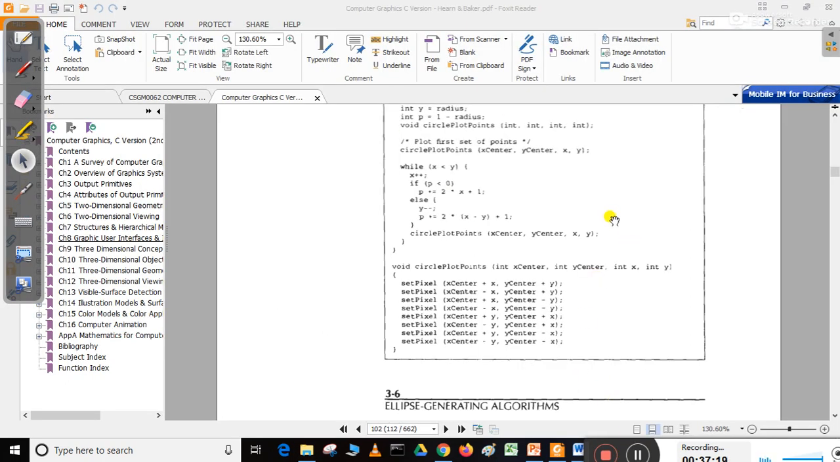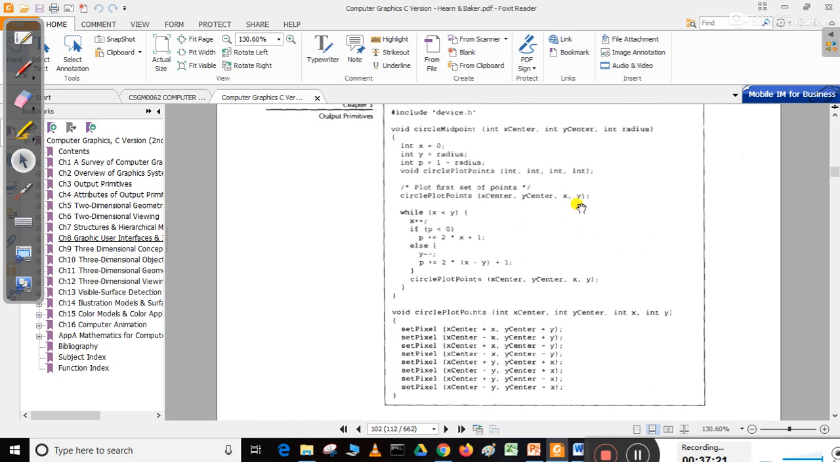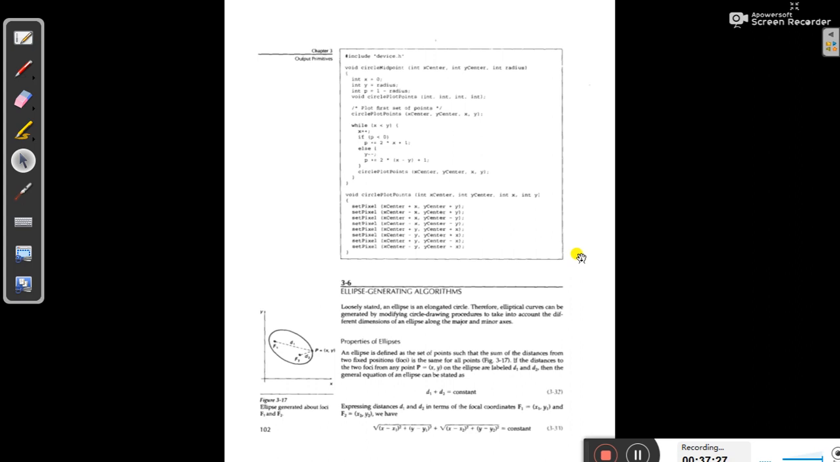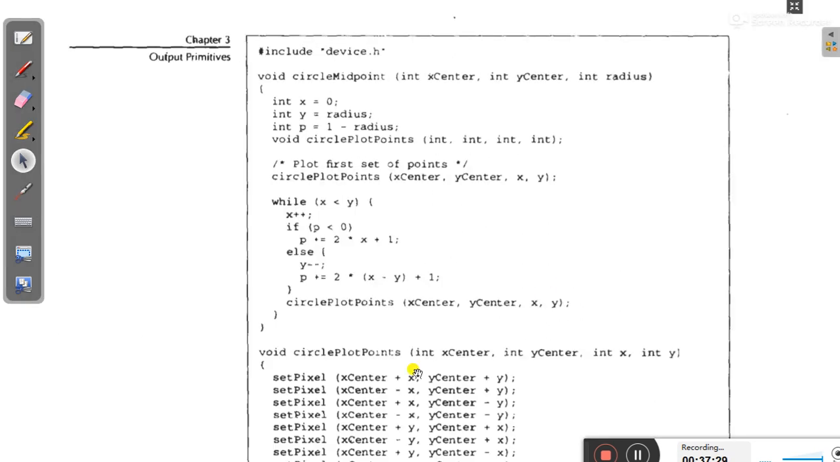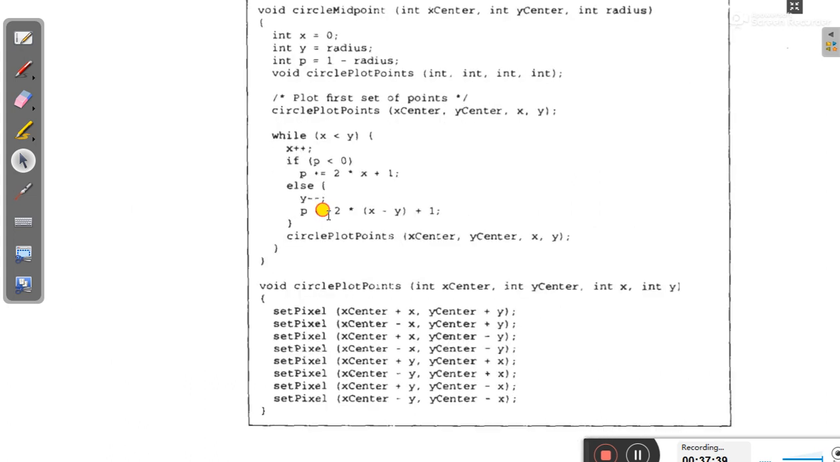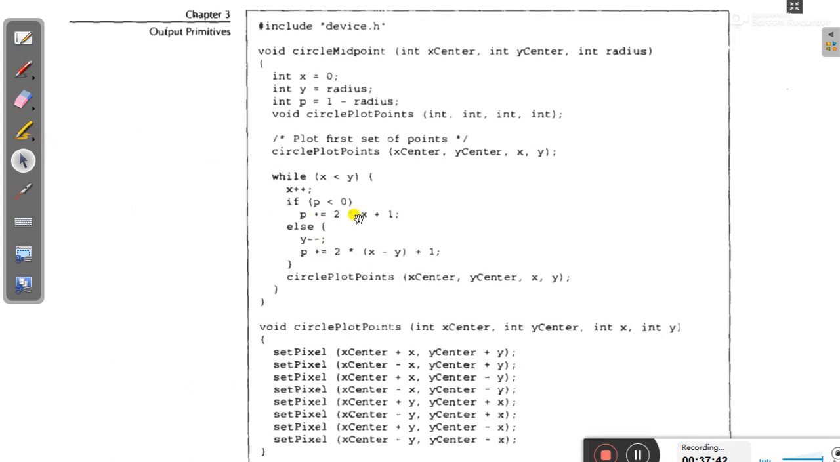Now here you can see in this book the same algorithm. Here the equations are a bit simplified. That is why follow the book also. Okay, for less than 0, we are taking this equation. For greater than or equal to 0, we will take this position. While x is less than y, till then we will follow this part and we increment the x. But when it ends, this will end at this point.